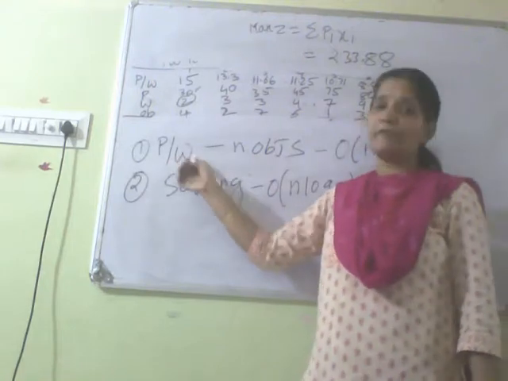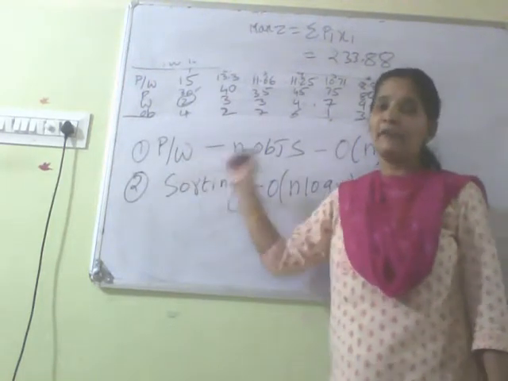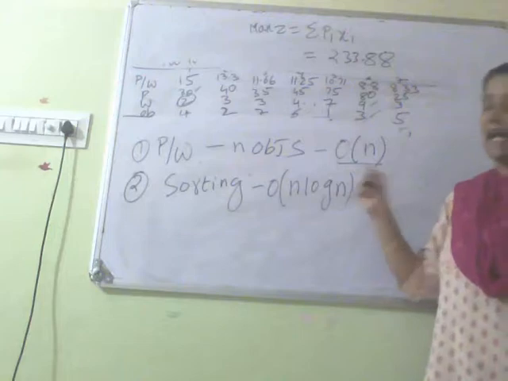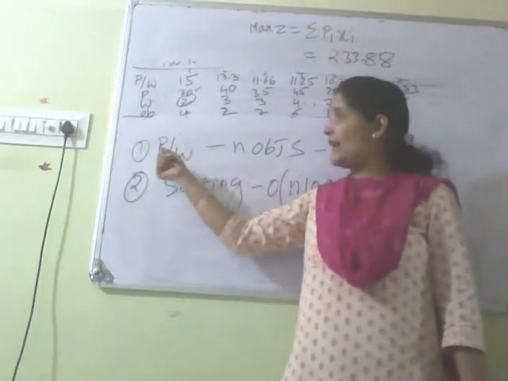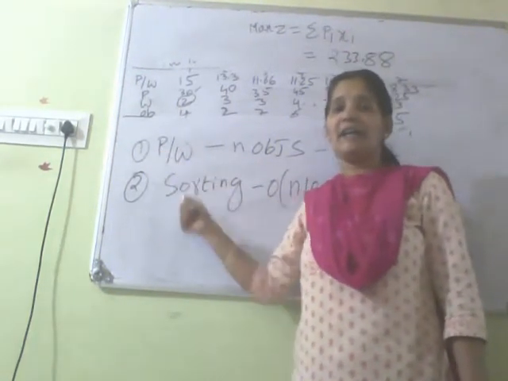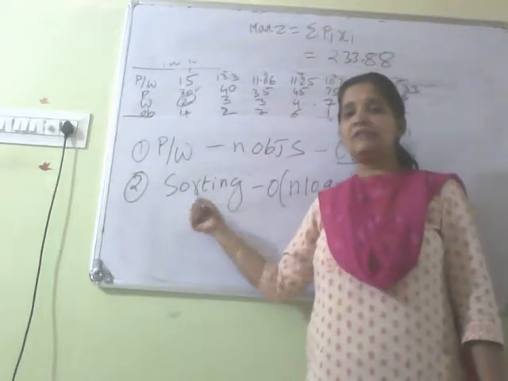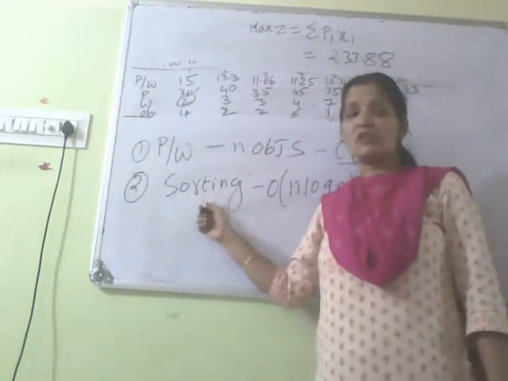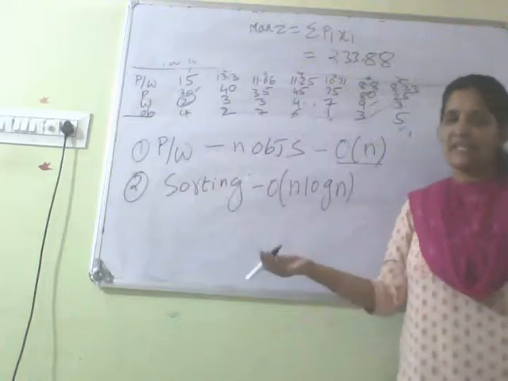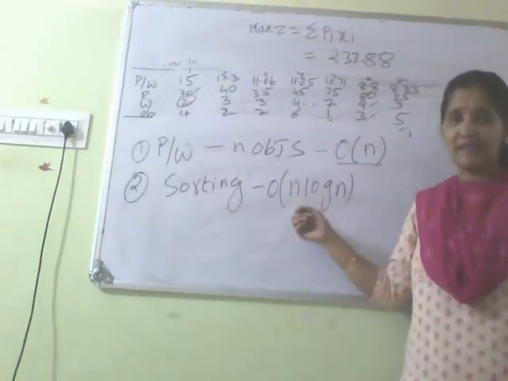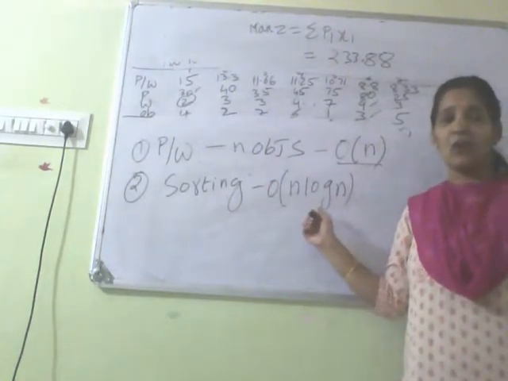The first one is profit per unit weight we are calculating. For this, it is big O of n. And the next one, after calculating profit per unit weight, we are arranging in descending order. That means we are going with sorting. So for sorting, the best algorithm, if you take quick sort, the complexity is big O of n log n.